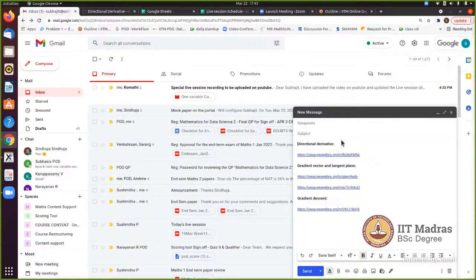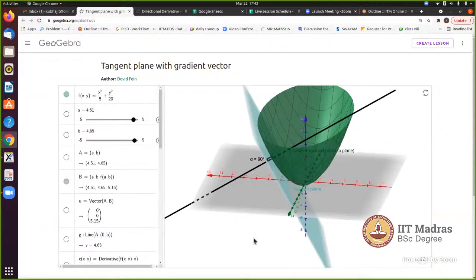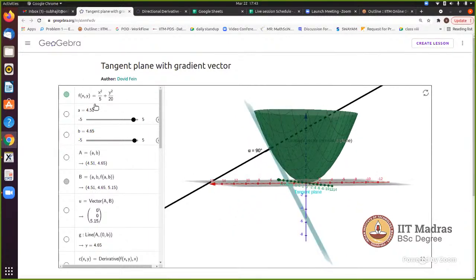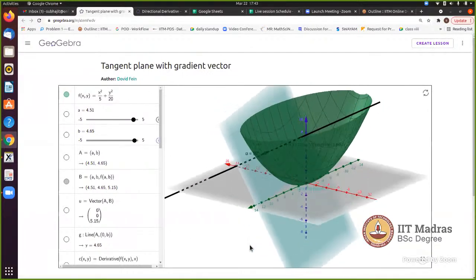Okay, so this is done. Now let's see what this shows. Yeah, this is tangent plane and gradient vector. I think this is more or less clear to everyone. So one function I have taken, x square by 5, y square by 20. So it will look like this dome function.